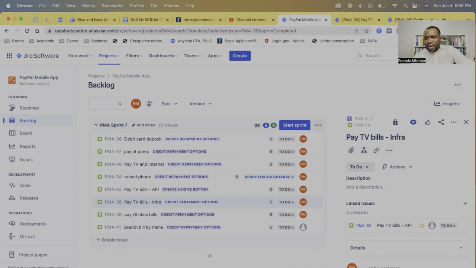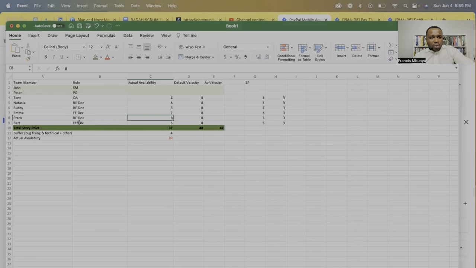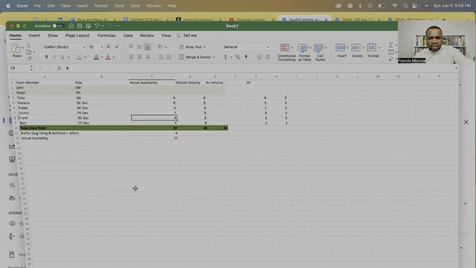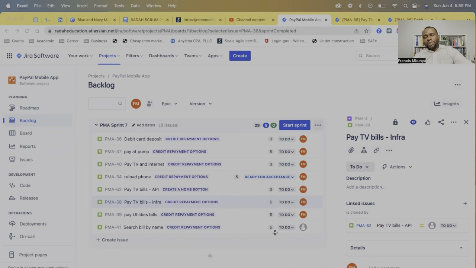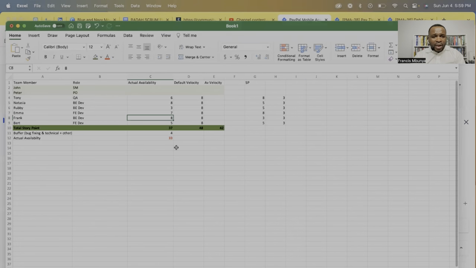Now I go to my last developer, which is Bet. Bet is available for 5. And Bet says, okay, I'll take the last one, which is 5 story points. Now you realize that although our availability was 33, we've actually taken work that goes beyond. So this is a guide, right?